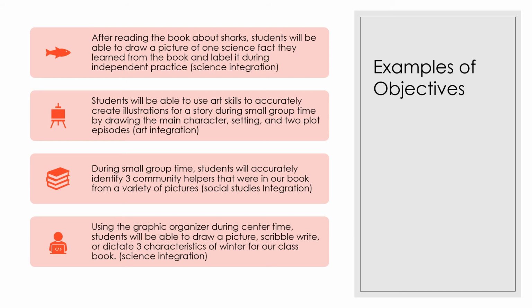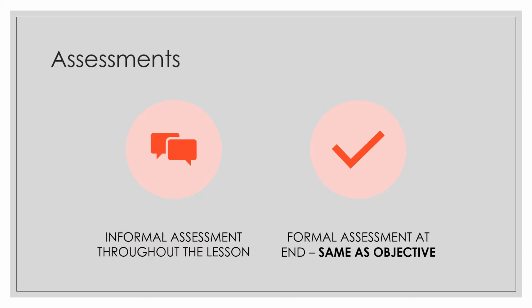And finally, using the graphic organizer during center time, students will be able to draw a picture, scribble, write, or dictate 3 characteristics of winter for our class book. So again, it tells me what I want them to do. They have to identify 3 characteristics of winter. Again, I'm not saying they'll learn about winter or they'll identify something about winter. I'm very specific. They will identify 3 characteristics of winter for a class book. And I also say when they're going to be doing this and under what conditions. So I hope that that is helpful in getting a feel for the way to write objectives.